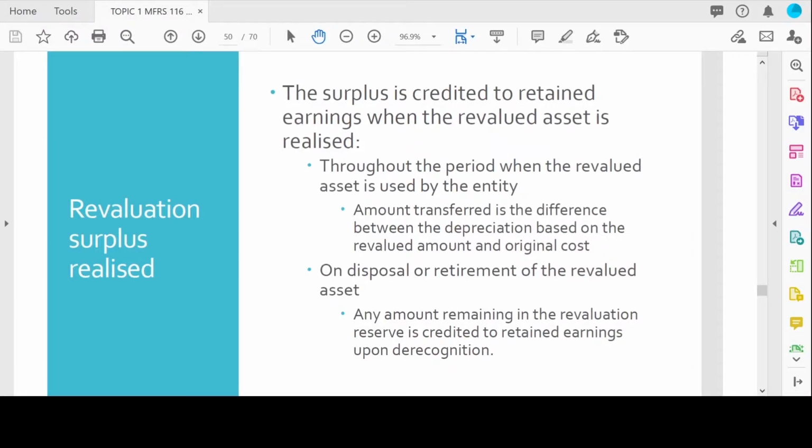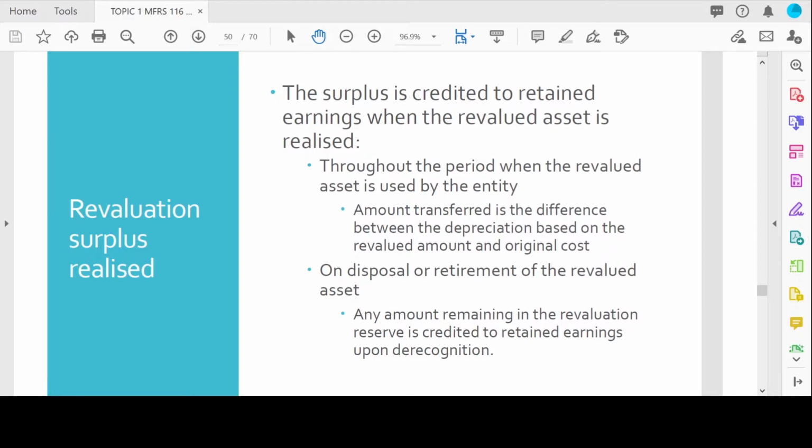Alright, so what are we going to do with the revaluation surplus that we have previously recognized in other comprehensive income and accumulated in equity under the asset revaluation reserve account? This accumulated amount, we can actually credit some amount to the retained earnings. So when can we credit this amount from the asset revaluation reserve to the retained earnings? When the revaluation surplus is realized.